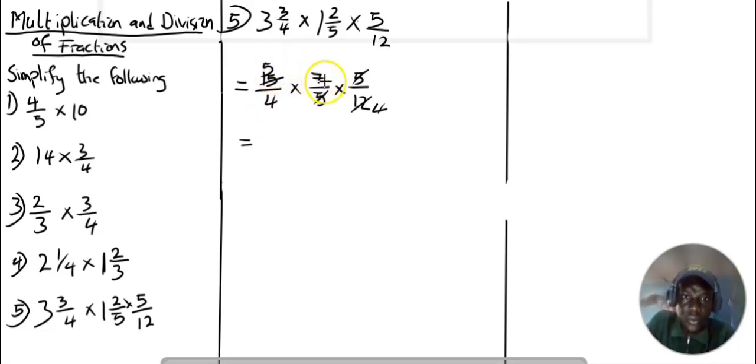So we have 5 times 7 gives us 35. 35 over 4 times 4 is 16. So that's 35 over 16. This is an improper fraction. We'll have to convert it to a mixed fraction. 16 in 35 will give us 2, remainder 3. So that's 2 whole number, remainder 3 over 16. There's no number that can divide 3 and 16, so this is our final answer.